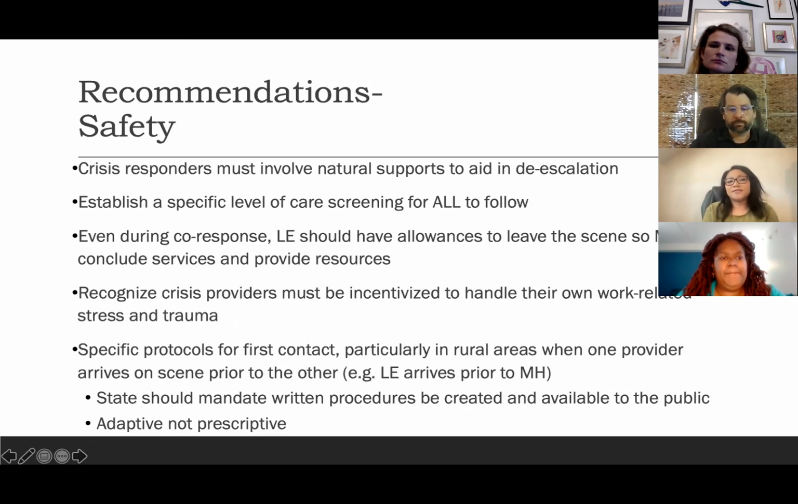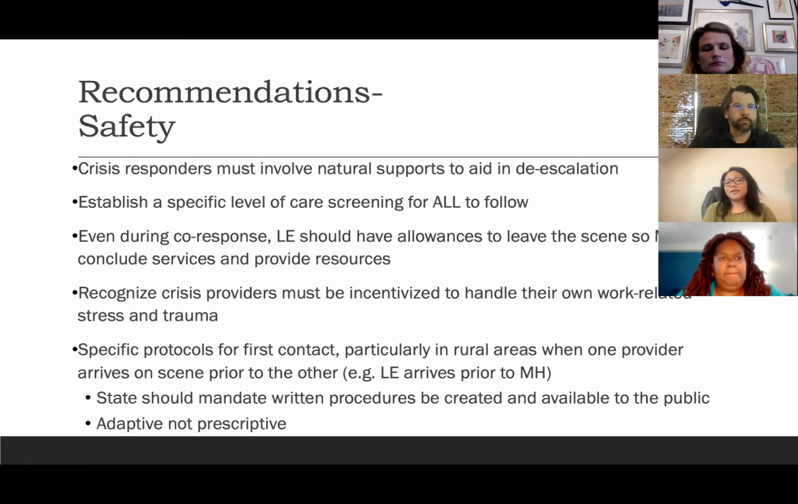Crisis responders must involve natural supports to aid in de-escalation. So natural supports such as family. And these are specific to the incident. So the provider must assess whether it's safe to engage with the patient first or with the family first, and what works best for that patient.